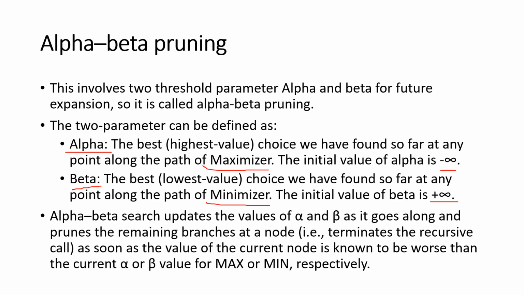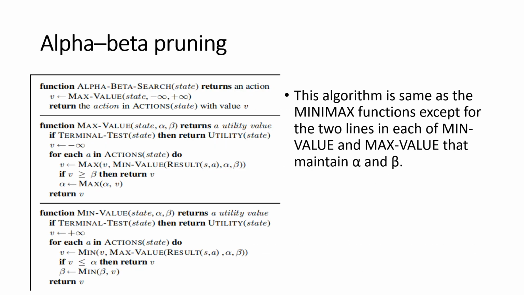So max node always compares with the beta node and min node always compares with the alpha node. If alpha is greater than beta, then it will prune. We will see in detail. We can see the algorithm here.